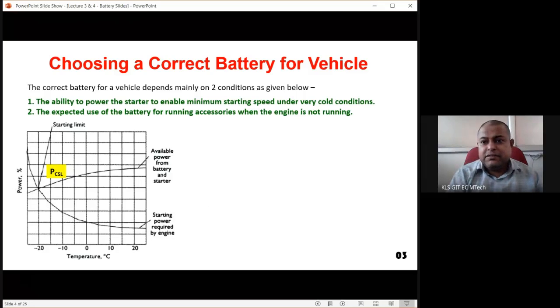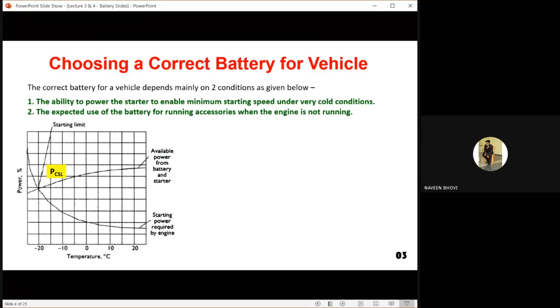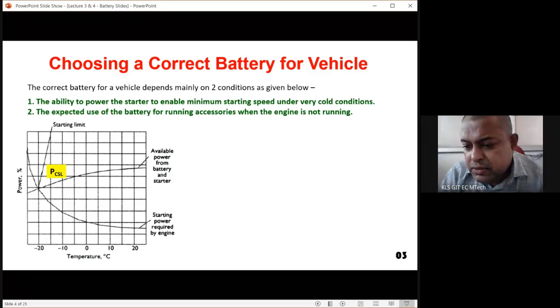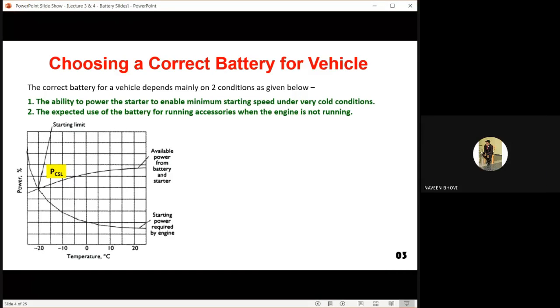Any doubt on this graph? Please let me know in the chat box, yes or no, if the graph is understood, because this is very important. If there is any doubt, you can ask a question, or if there is no doubt, you can write no.